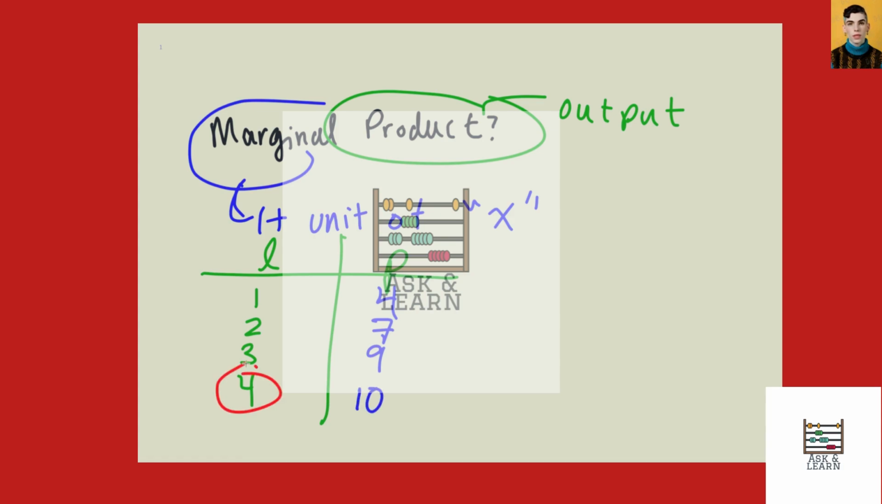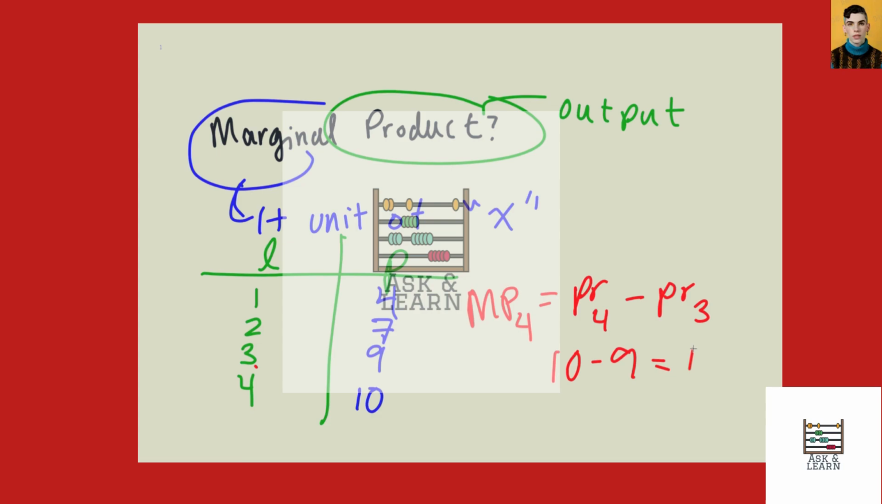The marginal product of the fourth worker would be equal to the product of the fourth worker, I'm going to write PR, minus the product of the third worker. That's how much product this fourth worker provides. So that would be equal to 10 minus 9, which is equal to 1. So the marginal product of the fourth worker is going to be equal to 1.